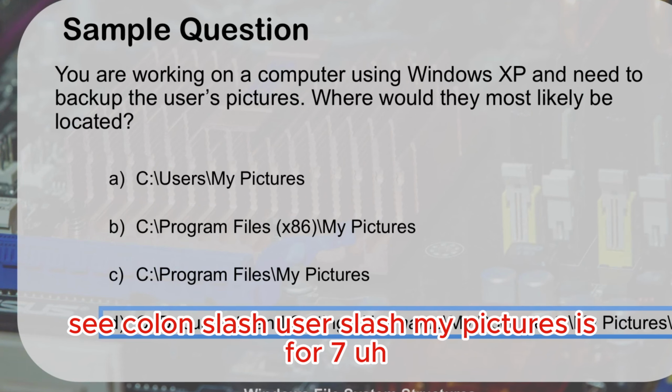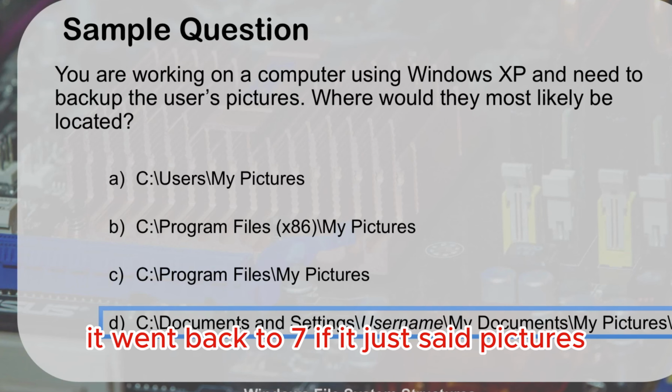The one at the top there, C:/users/my pictures, is for Windows 7. When we went to my pictures, it went back to 7. If it just said pictures, then it would be this stuff.